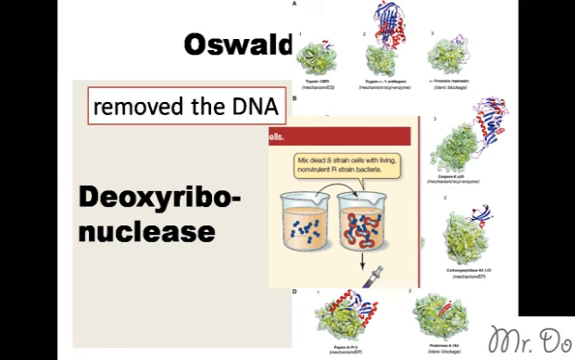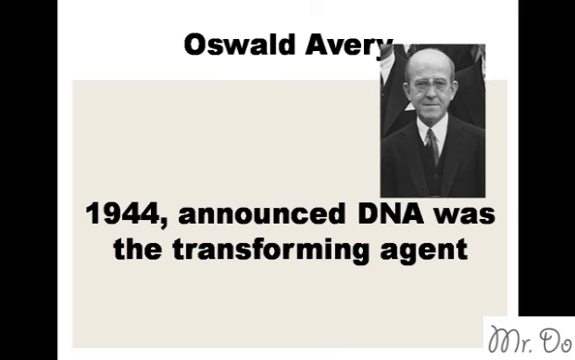So then he went through and did the Griffith experiment, and the result? This time, the live bacteria did not transform. So therefore, you can conclude that because it did not transform, DNA was the source of genetics. So in 1944, Avery and his team announced that DNA was the transforming agent.